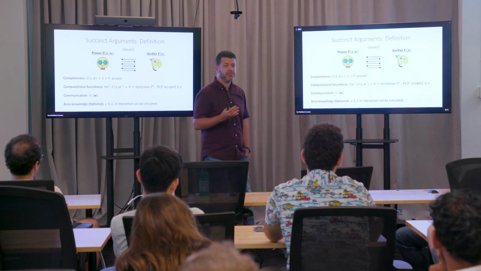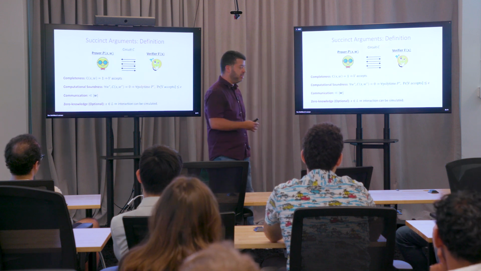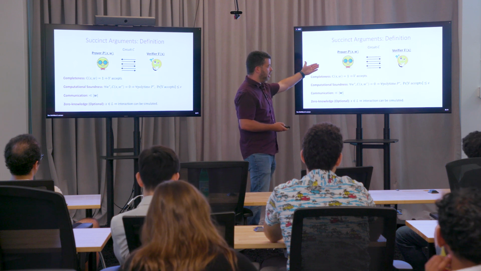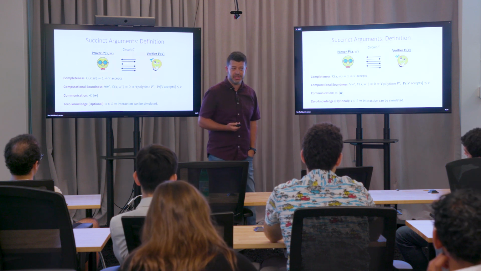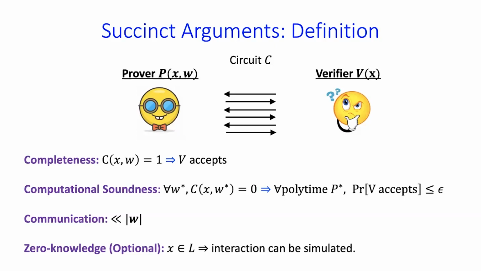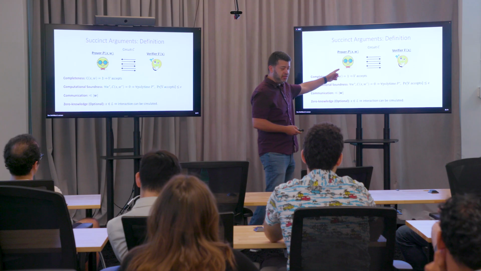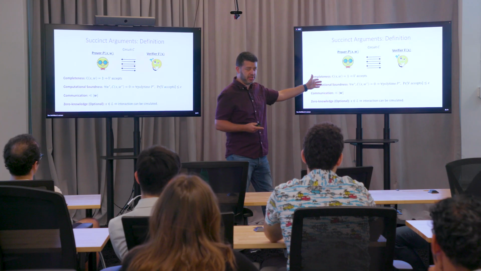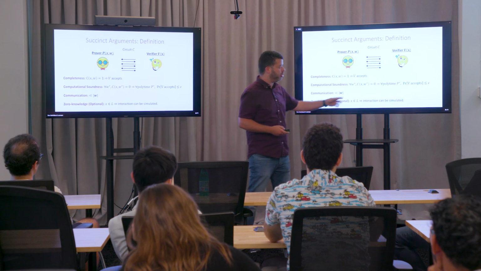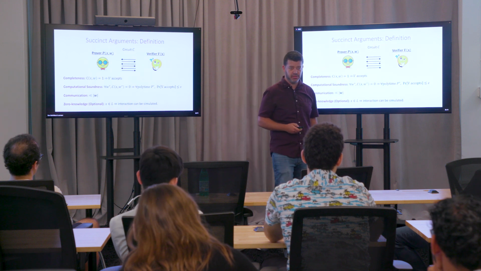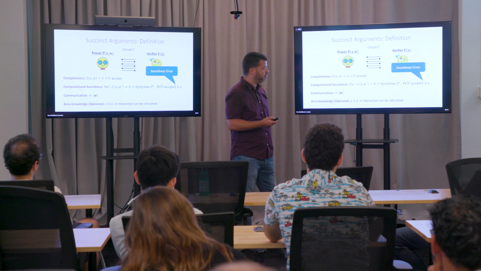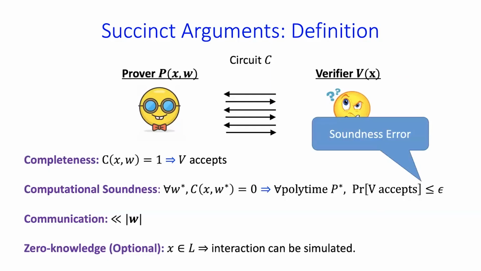And we want the standard completeness and soundness conditions, right? So if the statement is true and the prover is well behaved, then we want our verifier to accept. On the other hand, if the statement is false, if x is not in the language, there does not exist any witness. Even if the prover is not well behaved, no matter what the prover does, as long as it doesn't break crypto, say it runs in polynomial time, then we want our verifier to accept only with small probability. Okay, the small probability we're going to call the soundness error.